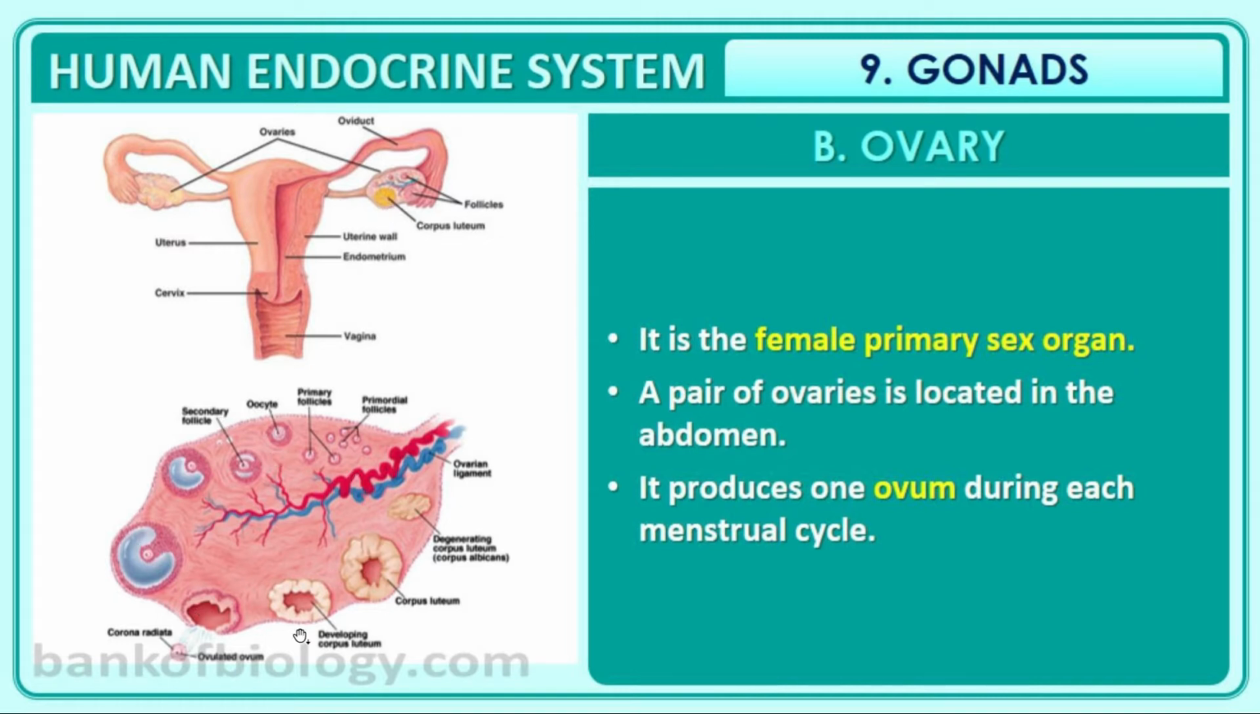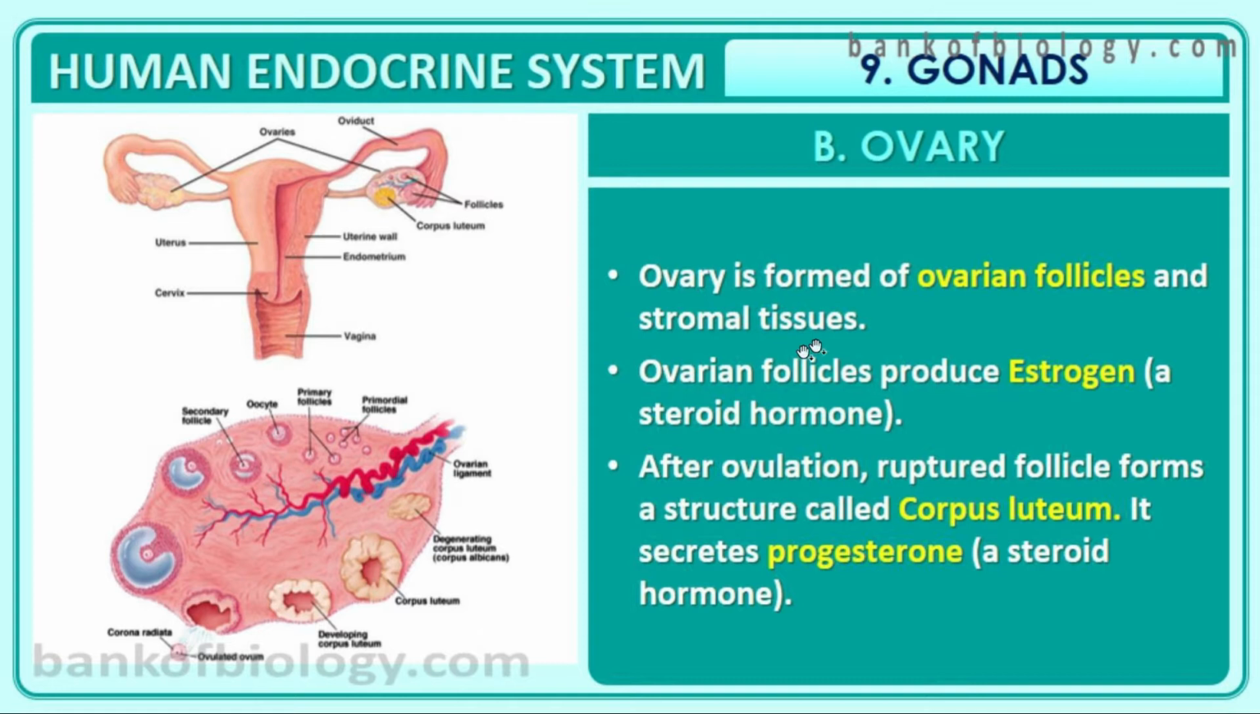Here, the ovary is having a number of ovarian follicles every month. Every month of the menstrual cycle, it will produce ovum. The ovary is formed of ovarian follicles. Here see, the ovary is formed. It is the entire view of the ovary. Here see, so many follicles: primary, secondary, tertiary follicles. Ovarian follicles and stromal tissues. This is known as stromal tissues.